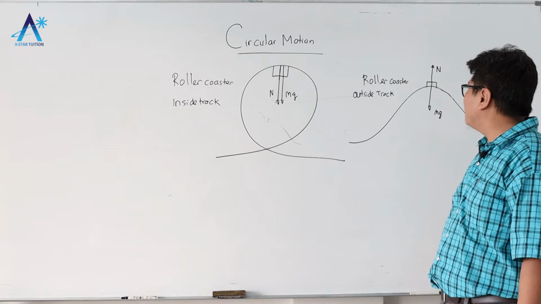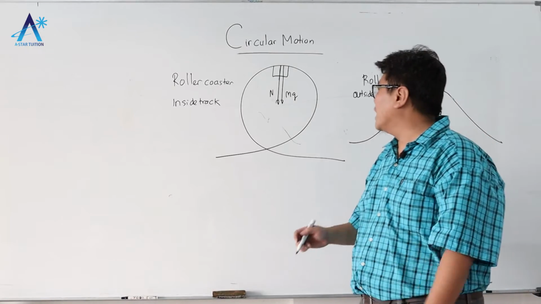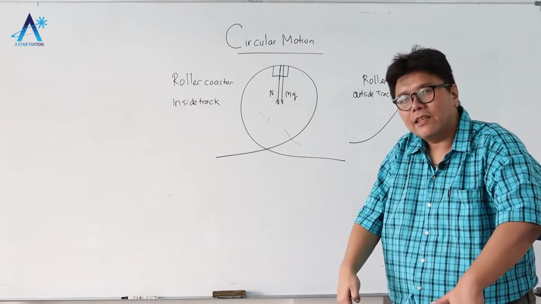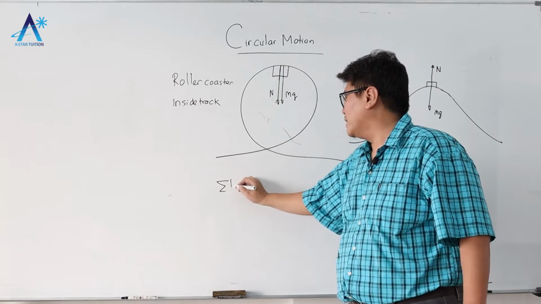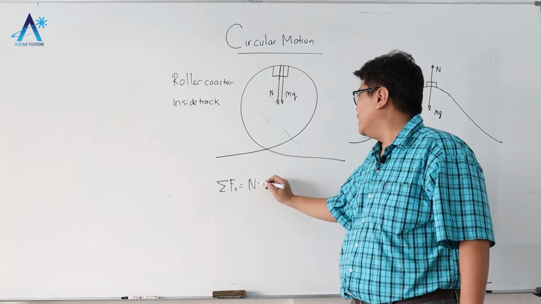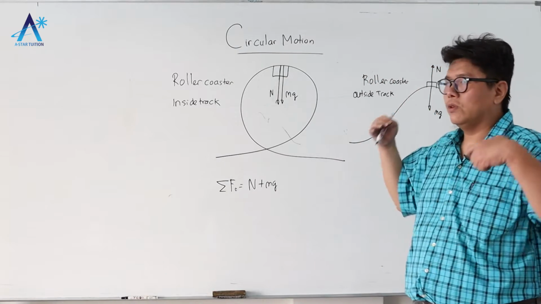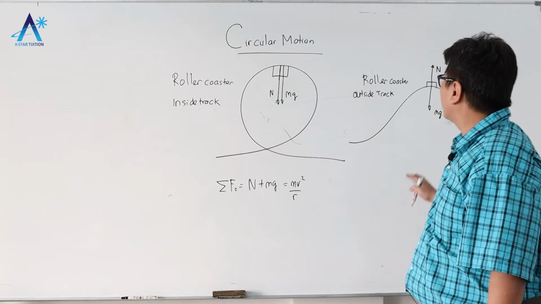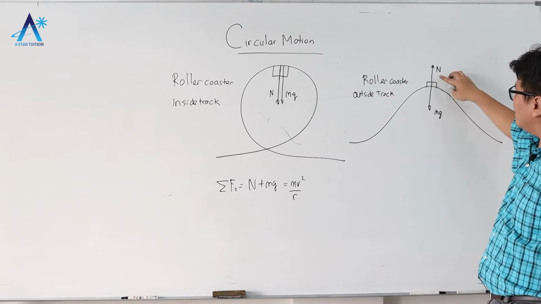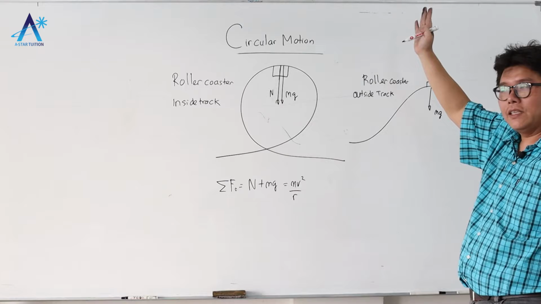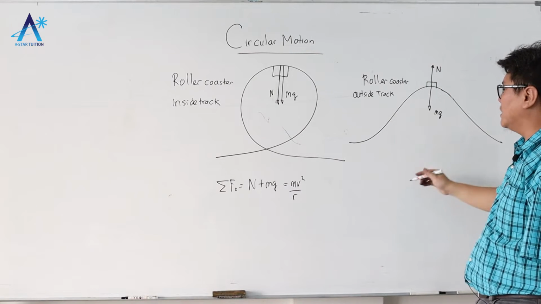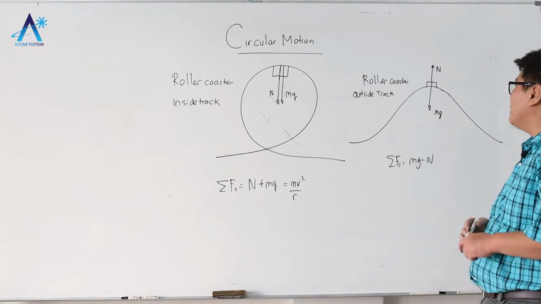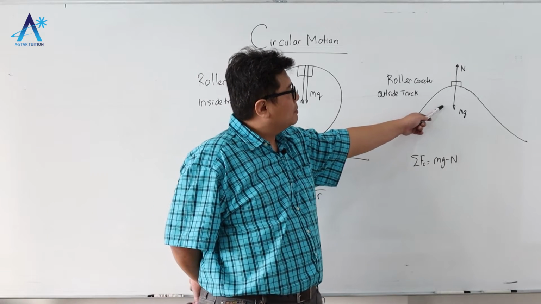Now the difference is that from the force diagram, these two forces N and mg are both directed towards the center of the circle. So we write the equation as sigma Fc equal to N plus mg, because both are directed towards the center of the circle, equal to mv square over r. Whereas for this one, the normal force is directed away from the center, but the mg is towards the center. So in this case, sigma Fc equal to mg minus N. So remember, mg is downward, but N is upward.